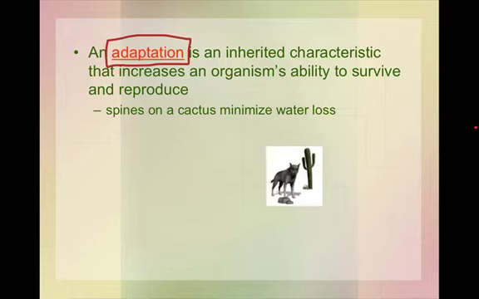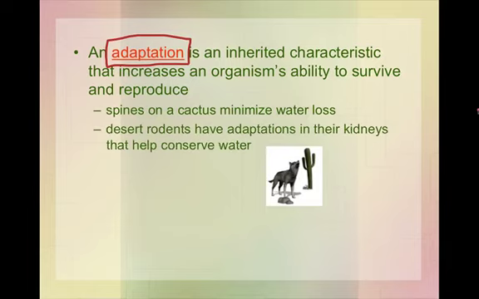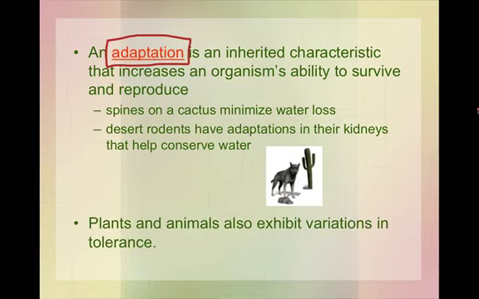If you think about the trees here in Wisconsin, they're broadleaf trees so that they can photosynthesize a lot, but because of the climate that we have here, they're able to tolerate the hot weather a little bit differently. Another example are desert rodents. These have adaptations in their kidneys that help them conserve water. So different organisms have different adaptations to help them survive. Plants and animals also exhibit variations in their levels of tolerance.